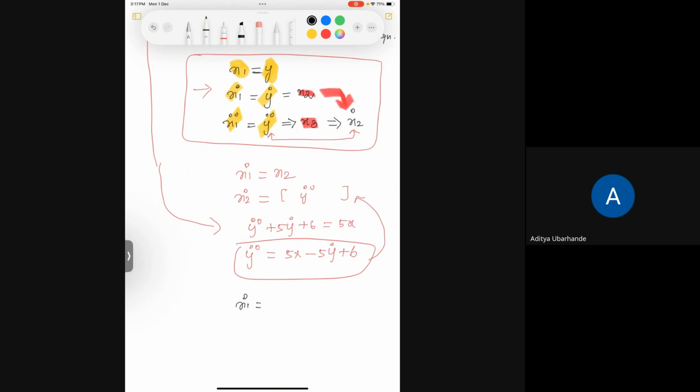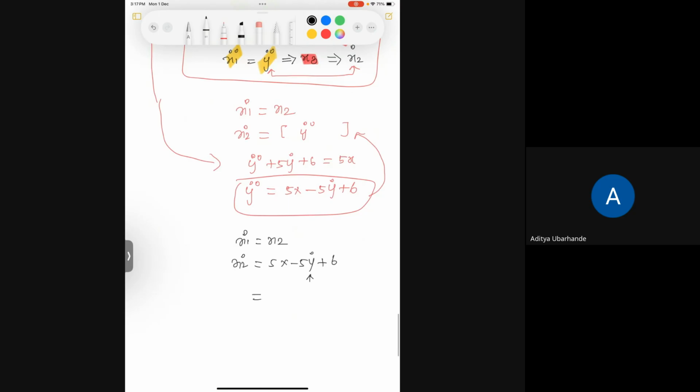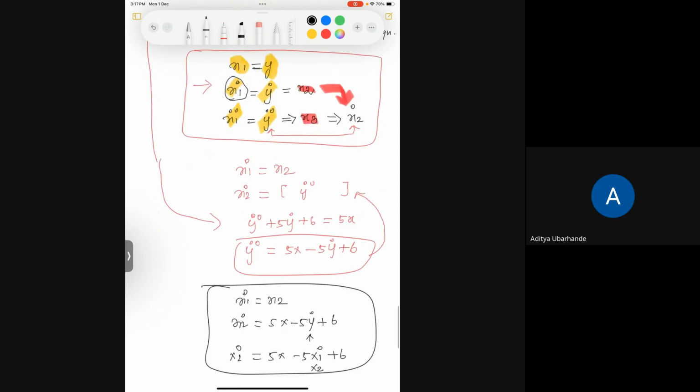Now I will write it as x1 dot equal to x2, x2 dot equal to 5x minus 5y dot plus 6, where I'm going to replace all the y's with the x. y dot is x1 dot again. So 5x minus 5x1 dot plus 6, right? This is my state space representation. That's it. Is it confusing? No, ma'am. Understood. Right. Just replace this with x2 because x1 dot is equal to x2, right?